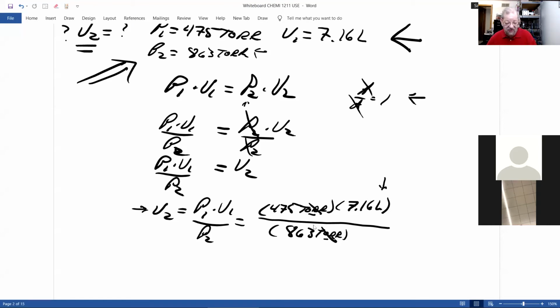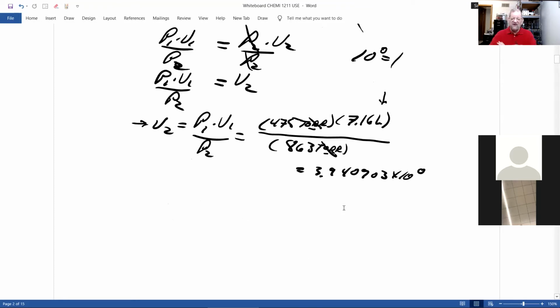And my calculator gives me this number, times 10 to the 0. Remember, 10 to the 0 equals the number 1. And I'm going to let you figure out how many significant figures and what should be the correct answer. Because if you put that down, I'll take off 1 point for incorrect significant figures.